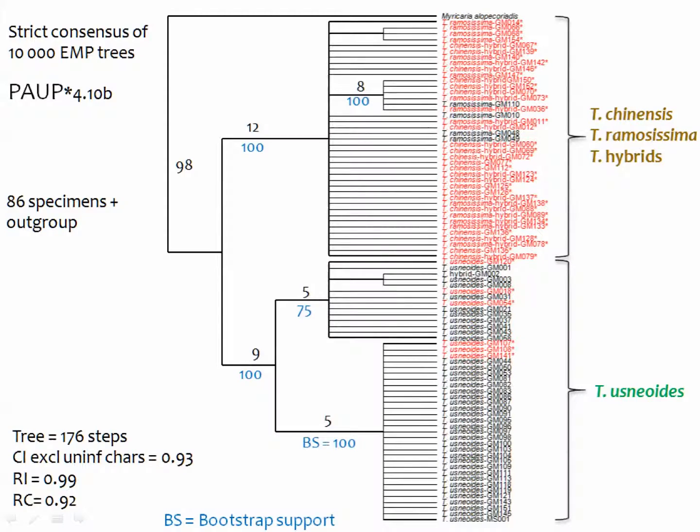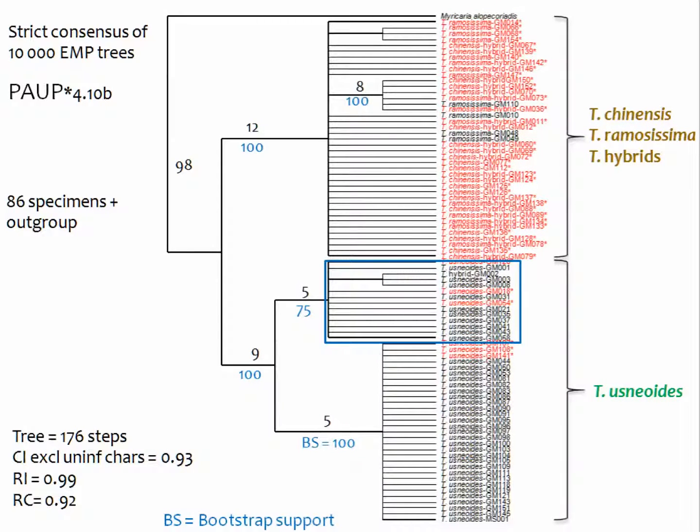Based on the ITS region, I just want to draw your attention here that all the specimens that are marked in red are identities which were confirmed using the AFLP markers. And this changed the complexity of this tree. As you can see now, all the chinensis, ramosissima, and hybrids are now grouping in a clade which is well supported, leaving all the indigenous tamarix right at the bottom in a different clade. And these individuals which were thought to be hybrid previously are all changed to be pure lines of the indigenous tamarisk.